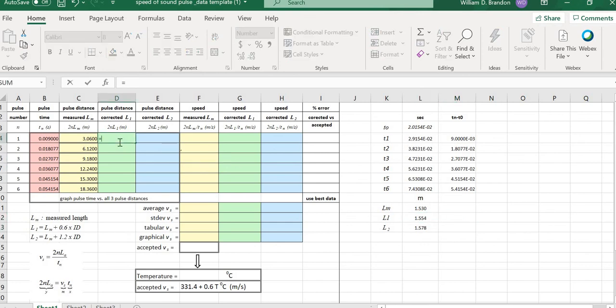Equals 2 times our pulse counter times this number. And then put a dollar sign in front of it. We don't want that changing when we drag it down, right? Okay, there you go. See how it's a little longer? Okay, pull it down. There you go.